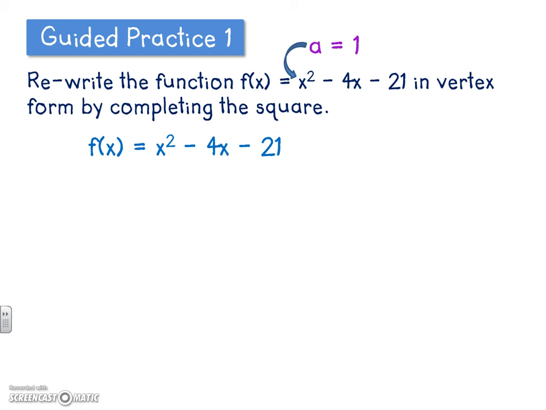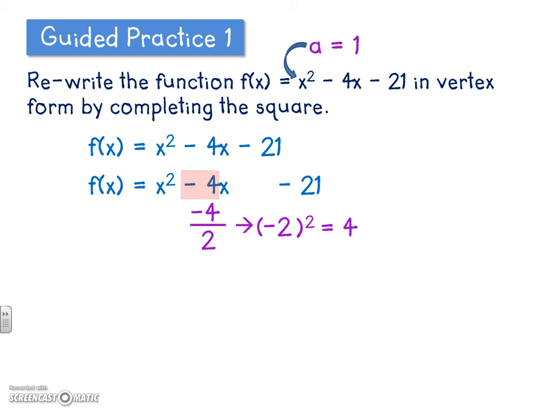This is going to slightly change our method of completing the square, but it won't be too bad. So to begin, I'm going to leave some space in between the x term and the constant, because I still want to complete the square of the binomial. So to complete the square, I focus on b, which is -4, divide it by 2, that gives me -2. When I square that, I get a +4.